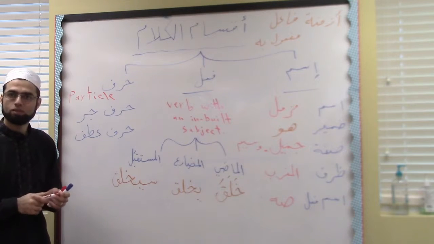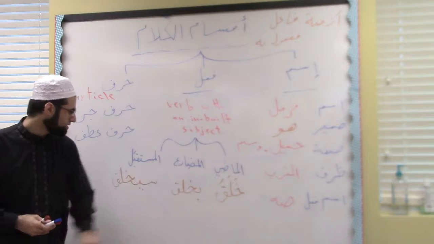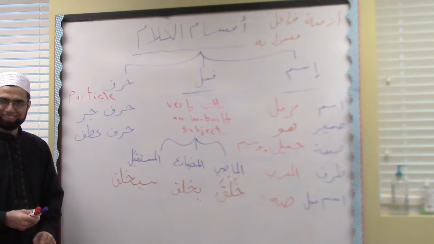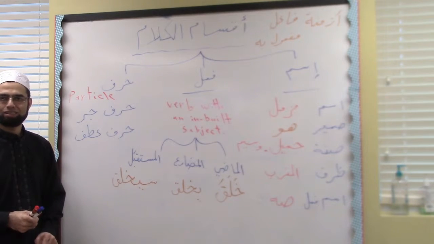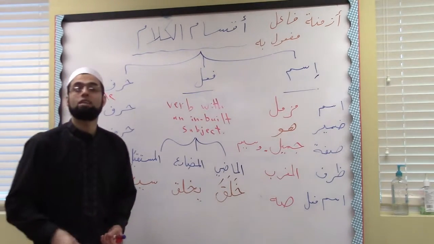What's the sign for مستقبل? Seen. You put seen with the present. What about sofa? سوف is another way for mustaqbal. Then we have amr too. Amr. Who can tell me?